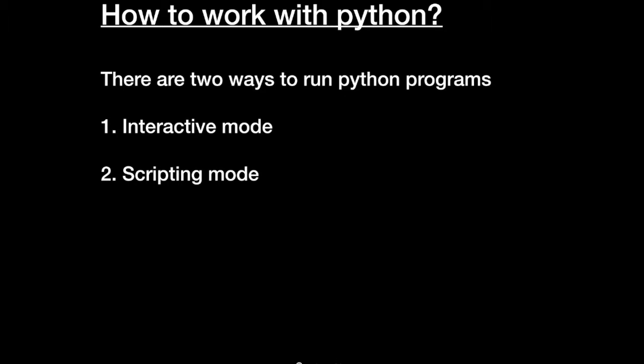Now, how to work with Python? There are two ways to run Python programs. One is interactive mode and the second is scripting mode. In interactive mode, one can directly type commands in the Python shell and the shell is going to return results immediately. Just a minute, I'll show you.